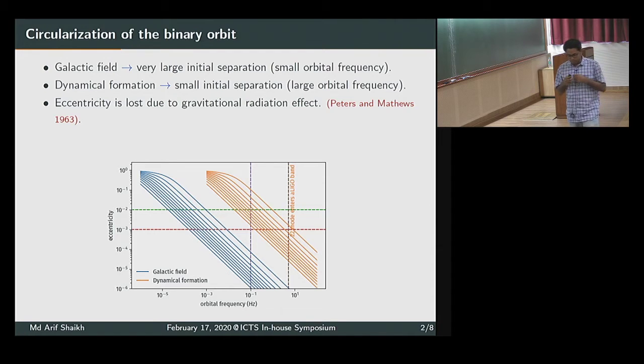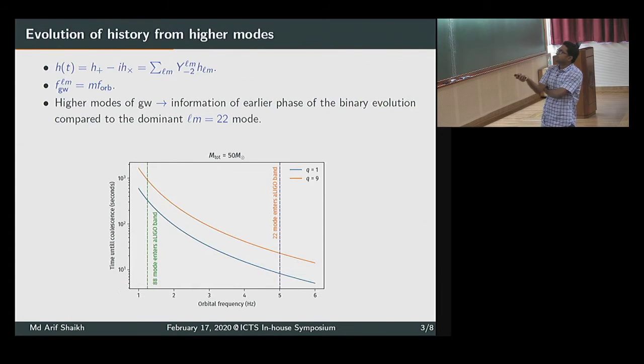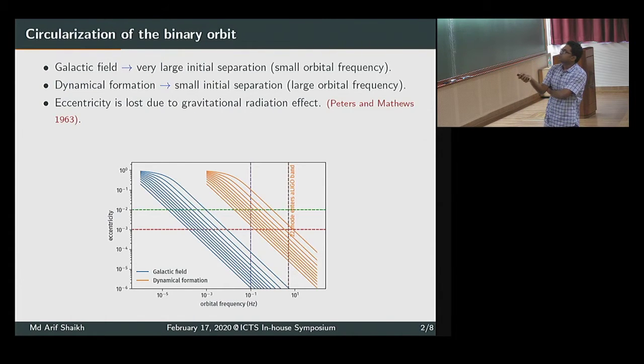In this schematic diagram, let's consider this one. This one is formed in a galactic field with very small orbital frequency, and this one is formed by dynamical formation, in a very dense system like a globular cluster, where the environment is very dense and therefore the initial orbital frequency is very high. Initially they may have some eccentricity, but due to gravitational radiation this eccentricity will be lost, and finally they will be circularized.